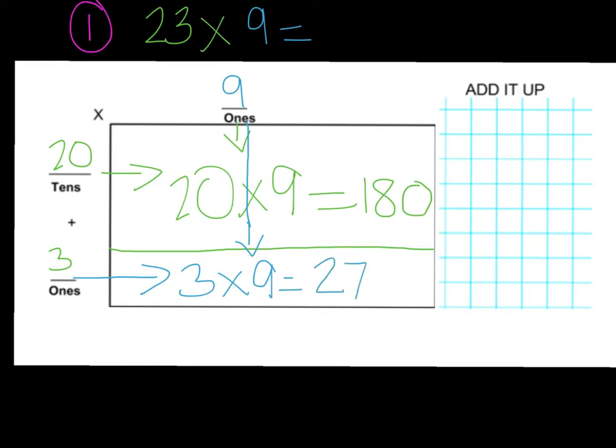Now I'm ready for my last step. I'm going to go to my graph paper and I'm going to add it up. 180 plus 27. 0 plus 7 is 7. 8 plus 2 is 10. Carry my 1. 1 plus 1 is 2. So my total should be 207. Alright, let's go to our next example. Remember to pause or stop this whenever you need and write questions if you have any.